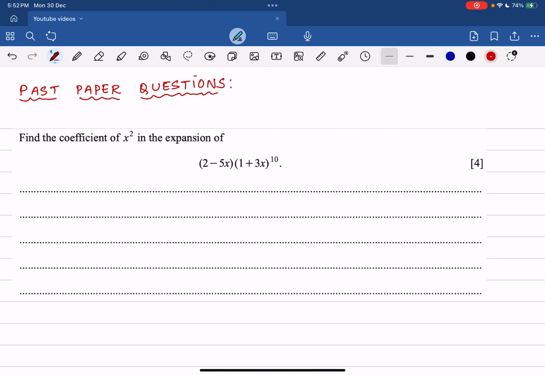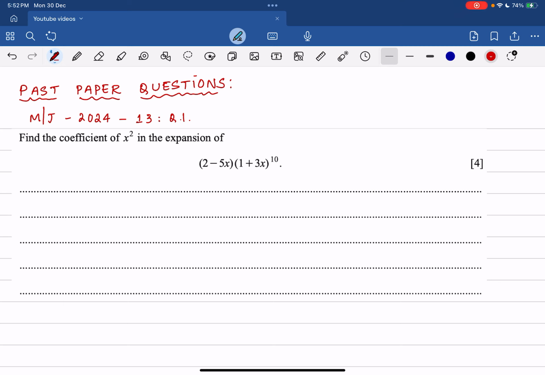This one is from MJ 2024 and from paper 1-3. And this is question 1 of that particular paper.